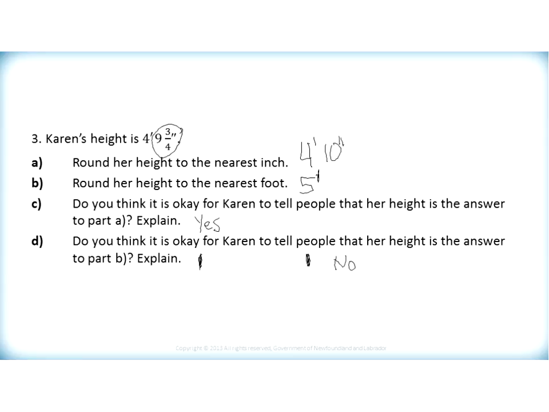But again, you're pushing the limits. Someone might think that they can get away with it. I mean, it's not really that big of a deal, I suppose, but normally I would say that no, I wouldn't say that I'm 5 feet if I'm only 4 foot 9 3/4 inches.